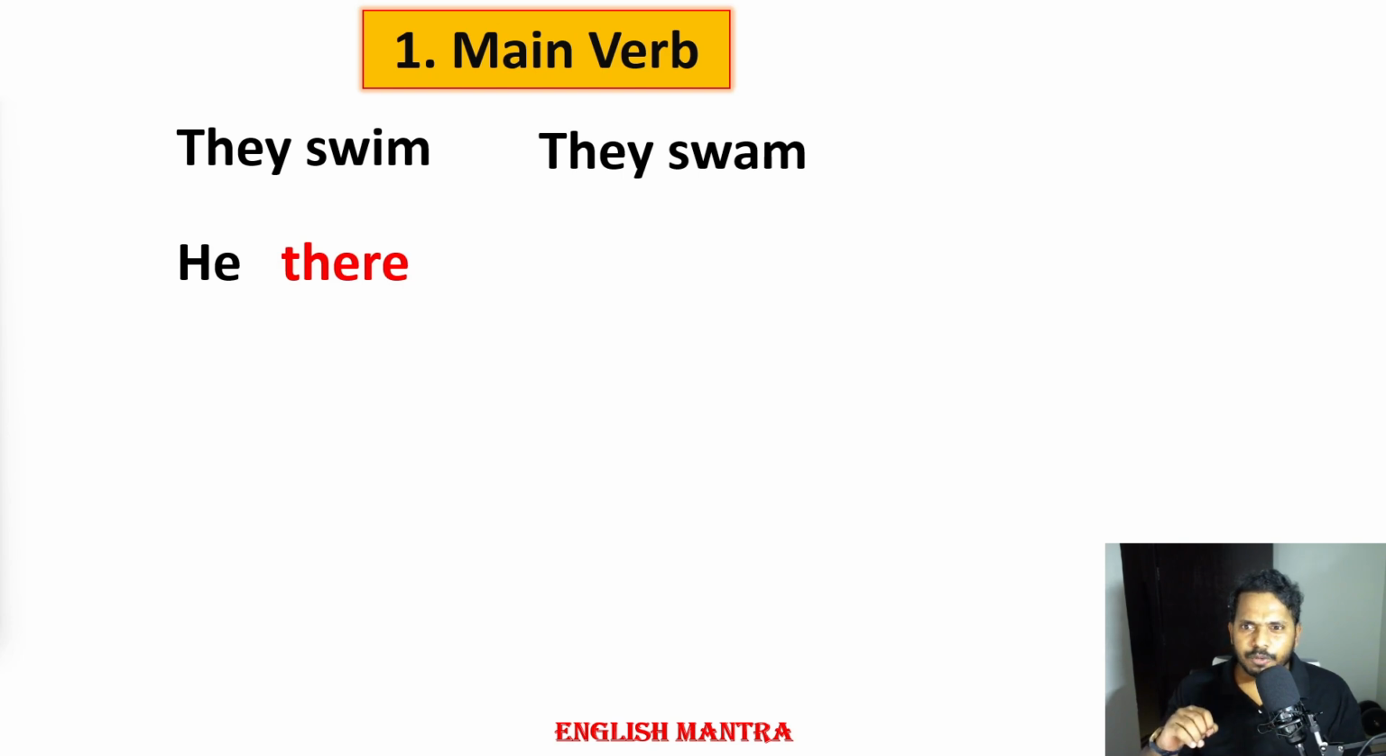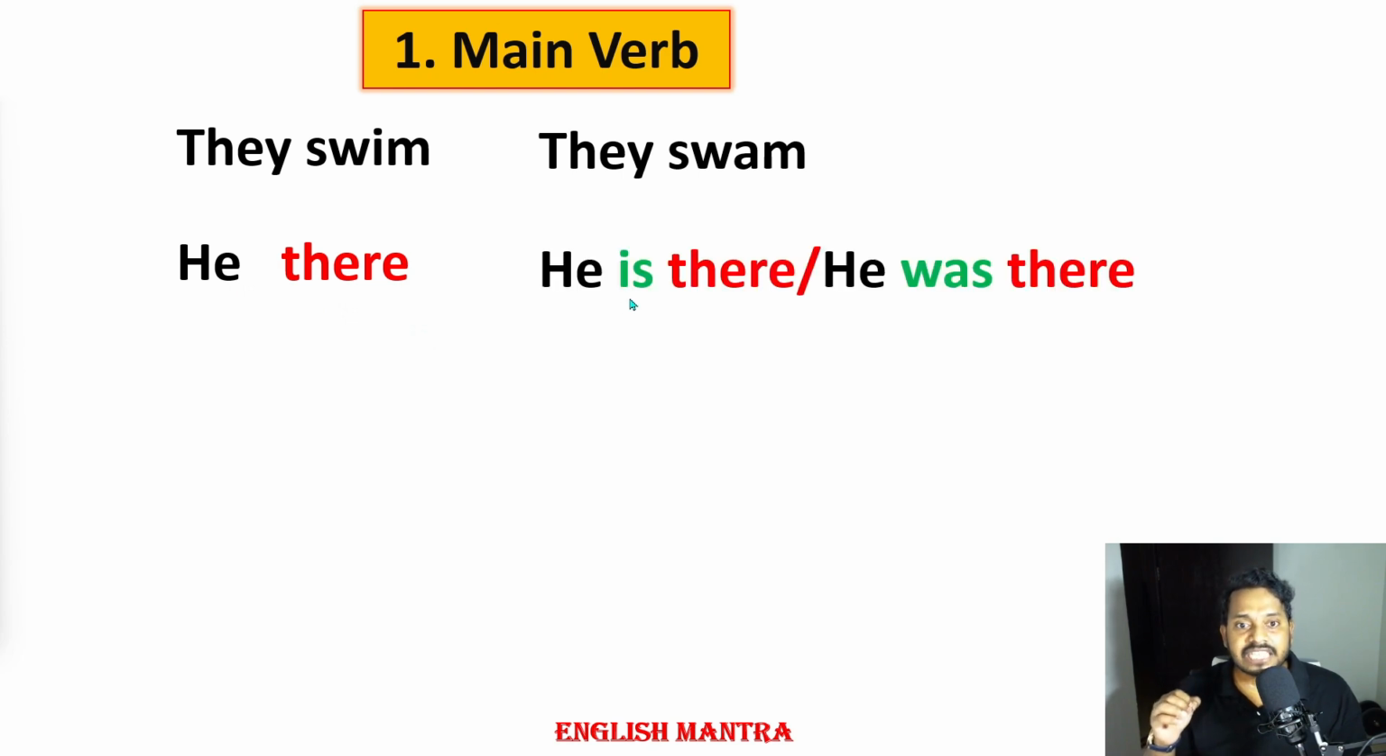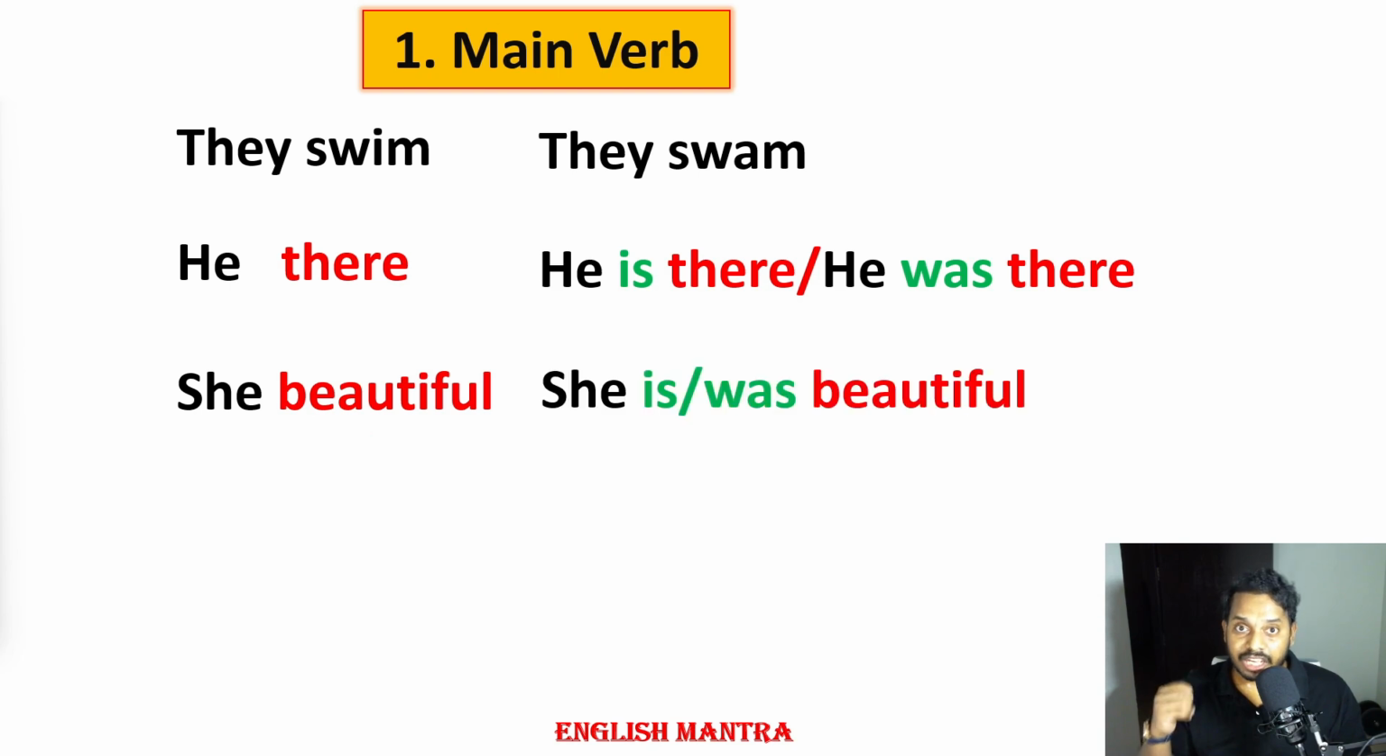But what about this? He there. Can you identify the tense? No, right? So for that reason, place is for present, was for past. Okay, he is there, present. He was there, past. And she beautiful. Can you identify the tense? Can we say she beautiful for simple past? No. So for that reason, if you are talking about present, use present be form. She is beautiful. If you are talking about past, use past be form. She was beautiful. If you are talking about future, use will be. She will be beautiful. Okay.